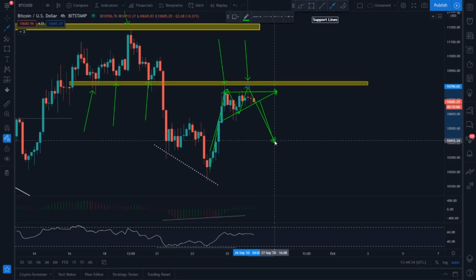So it's always good to look into price action in both ways. So if the upper line of this trend line gets broken and price also closes above it, above this 10,800, then that's a bullish scenario guys.